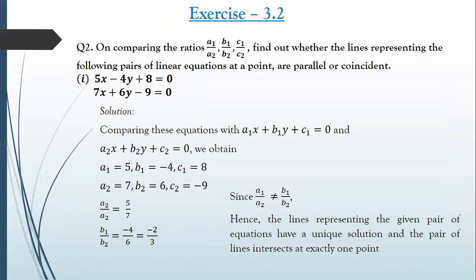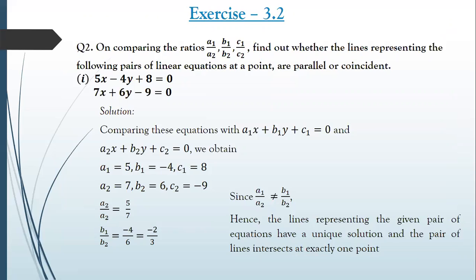Now the next one: on comparing the ratios A1 by A2, B1 by B2, C1 by C2, find out whether the lines representing the following pairs of linear equations at a point are parallel or coincident. So we are having two equations. Now comparing the equations with the general form A1x plus B1y plus C1 equal to 0 and A2x plus B2y plus C2 equal to 0, we get A1 as 5, B1 is minus 4, C1 is 8. A2 is 7, B2 is 6, and C2 is minus 9.